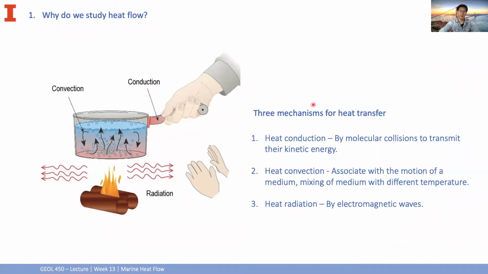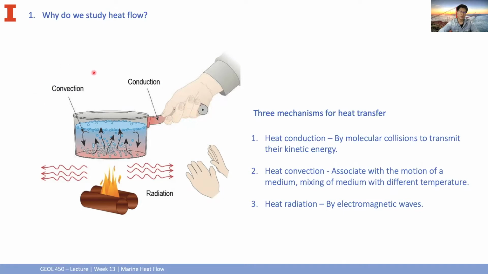There are three ways for heat transfer. The first is heat conduction. It is by the collision of small molecules. In the part with higher temperature, molecules have higher kinetic energy, and by colliding with molecules of lower kinetic energy, the energy can transfer from the hot part to the cold part.